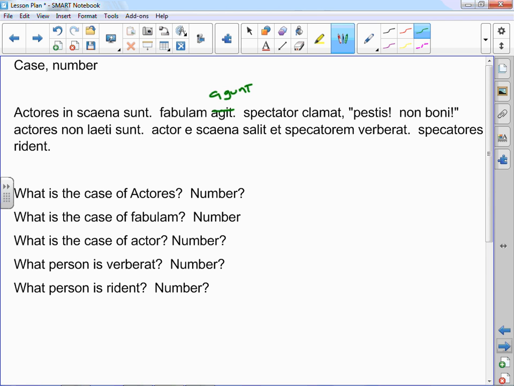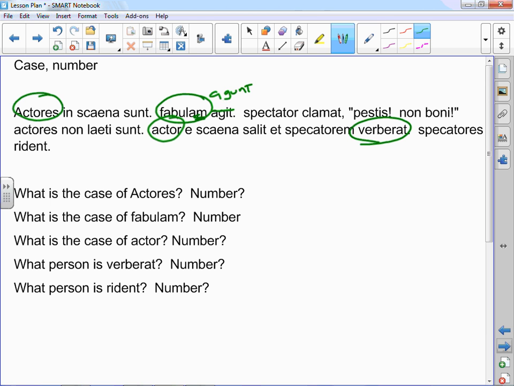Spectators laugh. What is the case of actores? Actores is in the nominative case. Number, it is plural. What is the case of fabulam? It is accusative and it is singular. What is the case of actor? It is nominative and it is singular. What is the person of verberat? Where's it at? Right here. It is third person and it is singular. What person is rident? Rident is third person and plural.